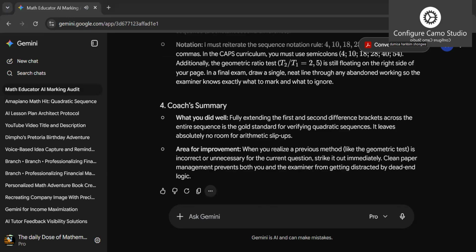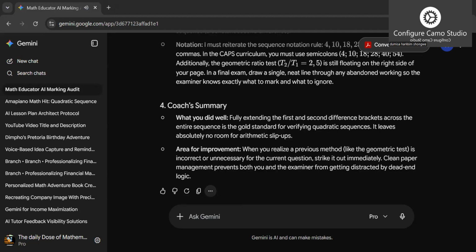2. Corrective feedback. Your work for 3.1.1 is perfectly accurate. Expanding the V diagram all the way across the newly calculated terms was a brilliant self-correction. It visually proves that your second difference holds constant, guaranteeing that the terms 28, 40, and 54 are mathematically sound for this quadratic model.